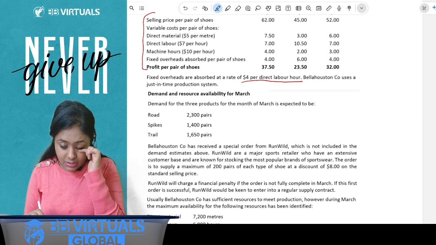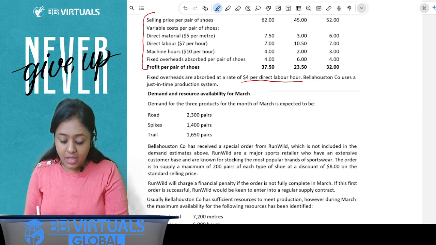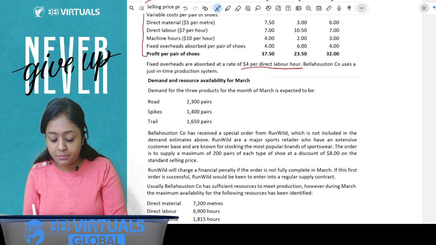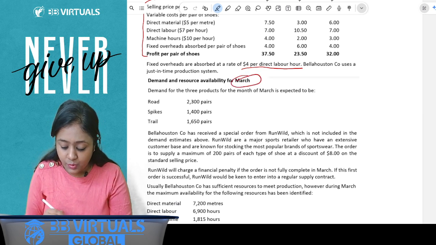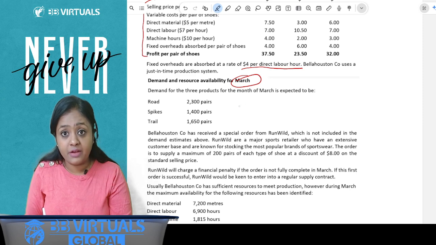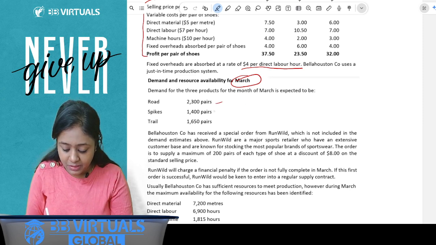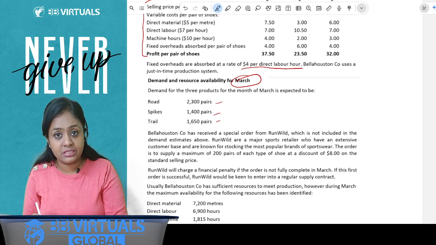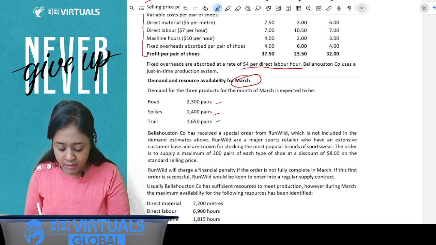Bell Houston Company is using a JIT system. Demand and resource availability for the month of March is given to you here, where the demand for the 3 products is expected to be 2300, 1400 and 1650 respectively.